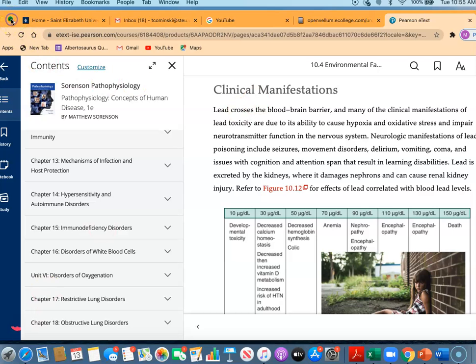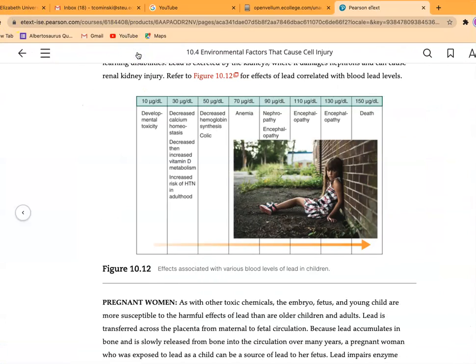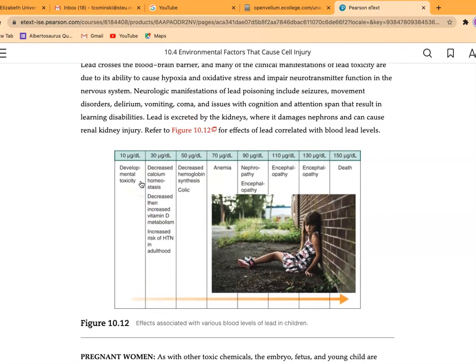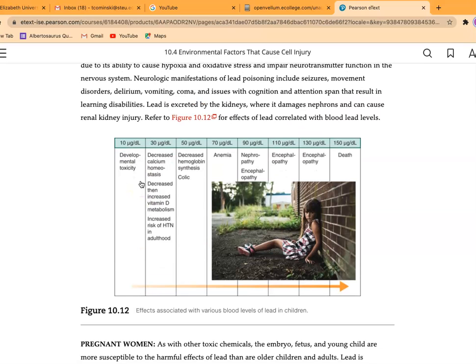Okay, so just to show you that table that I was referring to, I also want to show you this as well. Remember I talked about lead, and I reminded you that children are particularly vulnerable to the effects of lead exposure. So these are different blood levels of lead in children, and you can see what effects these levels have as you get to increasing levels, starting at 10 micrograms per deciliter all the way up to 150 micrograms per deciliter.